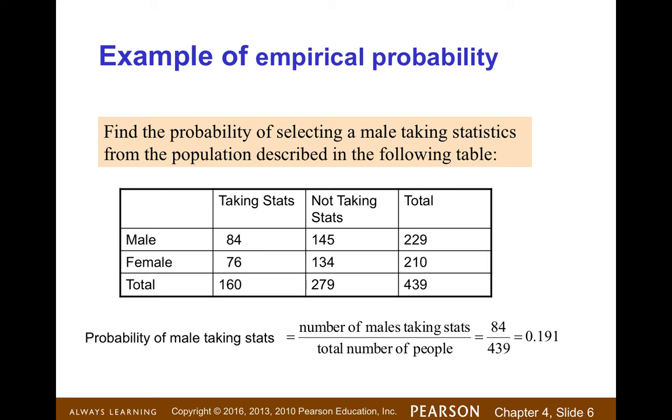Now, something I like about this screen that I don't like about the screen before is that it shows you at the bottom right that the probability can be either a fraction or a decimal. So the correct answer here would be 84 over 439, or 0.191.